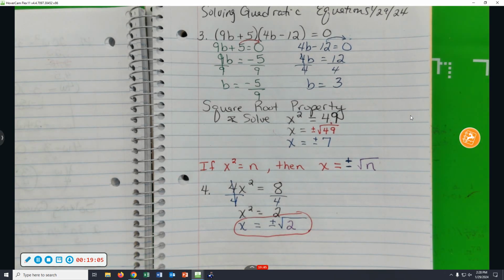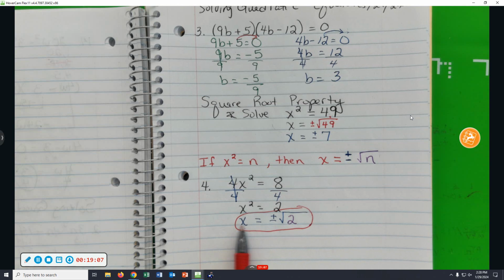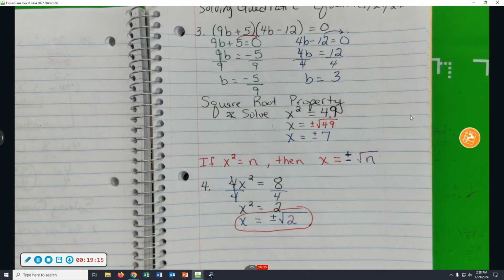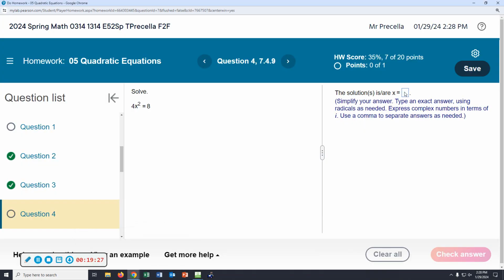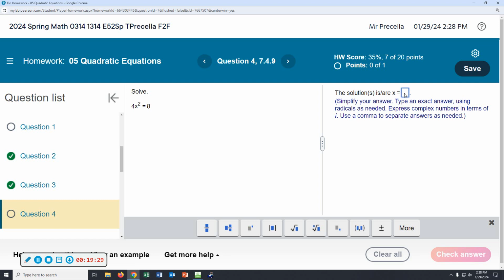Oh, my brother would get on to me. I shouldn't have circled x equals, because you don't type that in. If you do type it in, guess what? It's going to count it wrong. And for homework, that's no big deal, because you can then go back and change it, and you usually get 3 chances before it counts it wrong, unless it's a multiple choice problem. So what we did there, I hit plus minus, and then square root of 2.